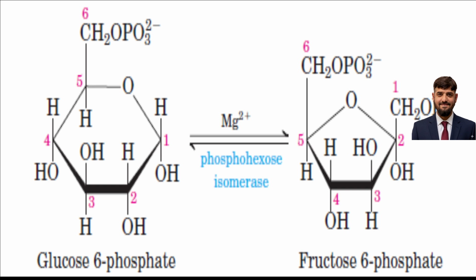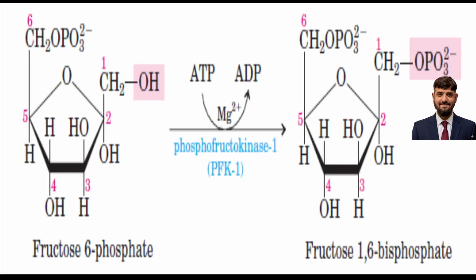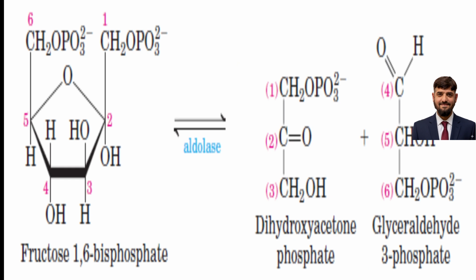The fructose 6-phosphate is then again phosphorylated at carbon number 1 to fructose 1,6-bisphosphate by the enzyme phosphofructokinase 1 utilizing another ATP. The fructose 1,6-bisphosphate is cleaved by the enzyme aldolase into two products, that is dihydroxyacetone phosphate and glyceraldehyde 3-phosphate.